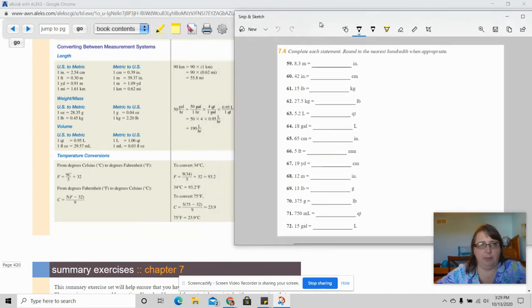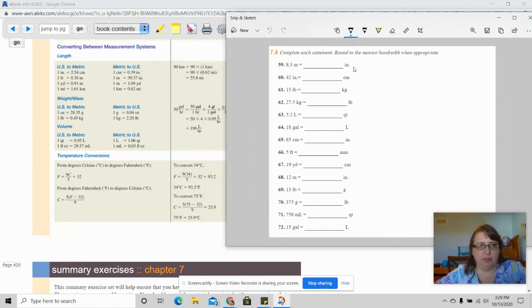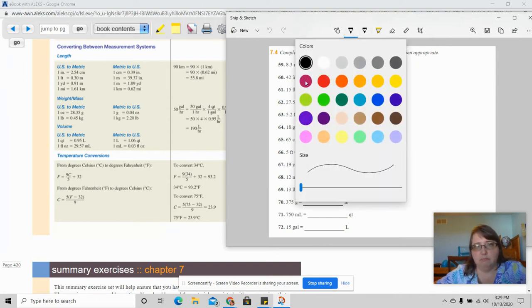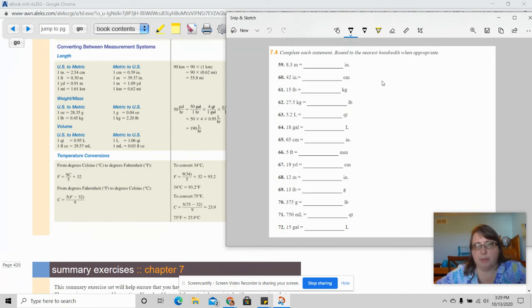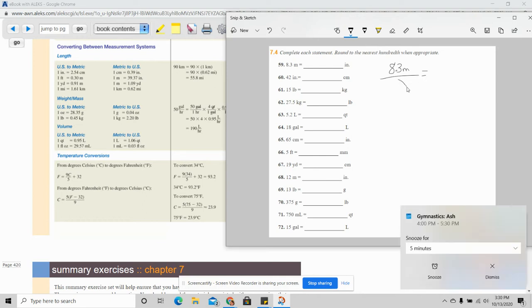So let's say, for example, that we are going to convert 8.3 meters to inches. Well, as I take a look at my conversions, I have 1 meter is 39.37 inches. So I could do that. There's two ways we can do this. If it's a single conversion like this, we could do 8.3 meters. Is how many inches? We don't know. That's what we're looking for.